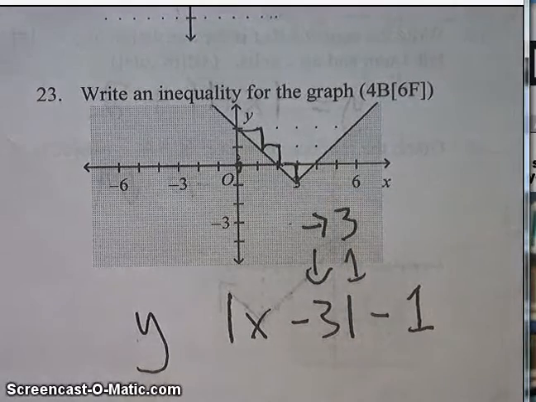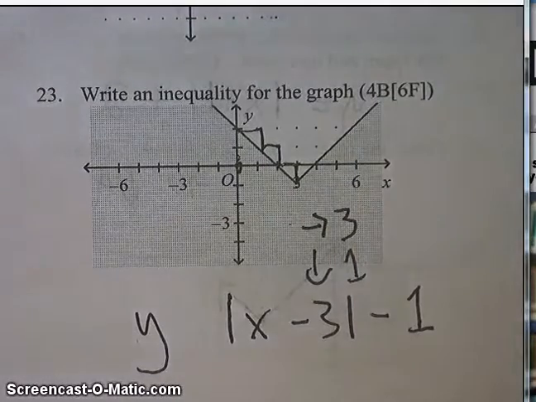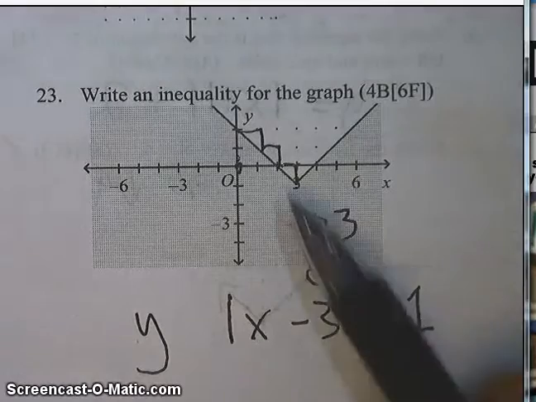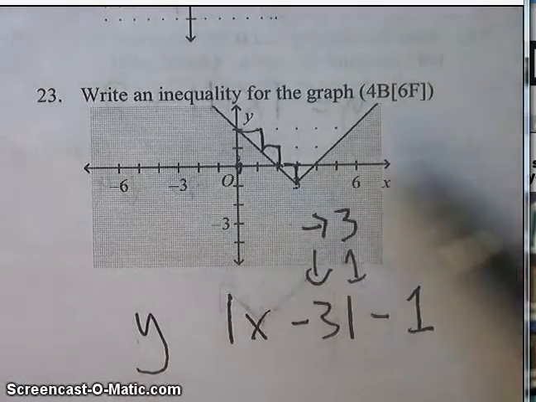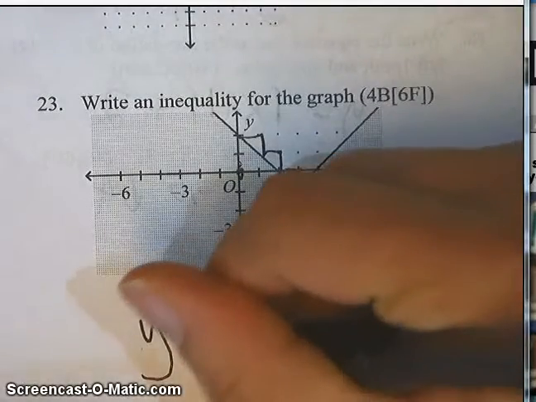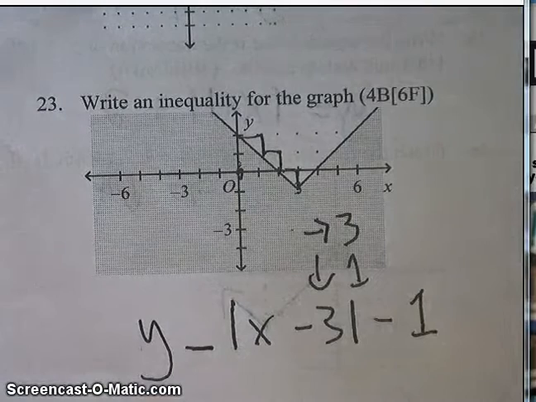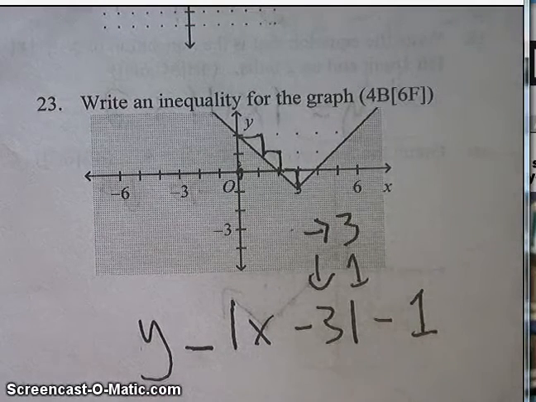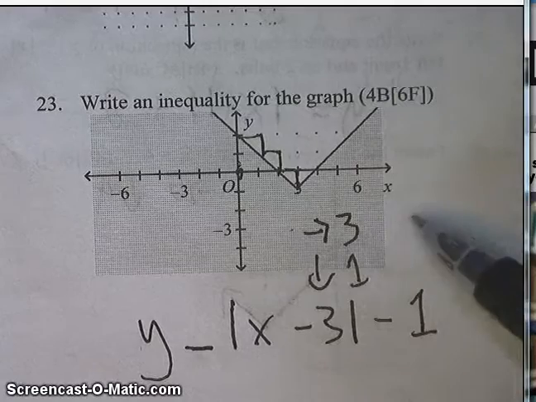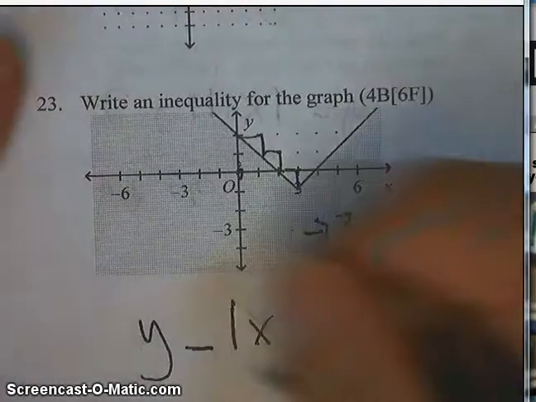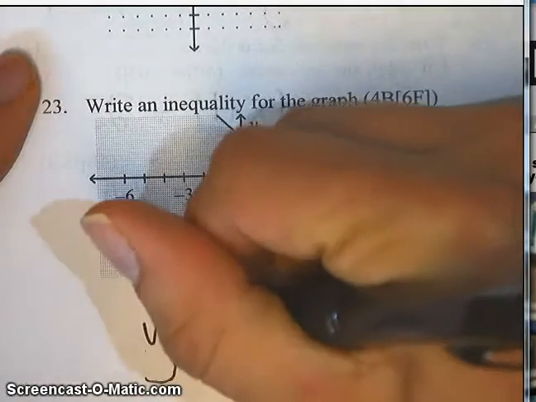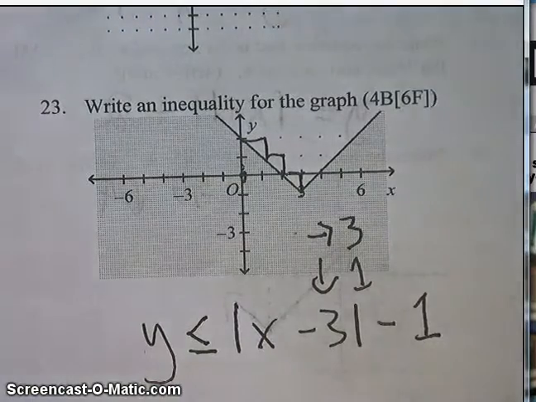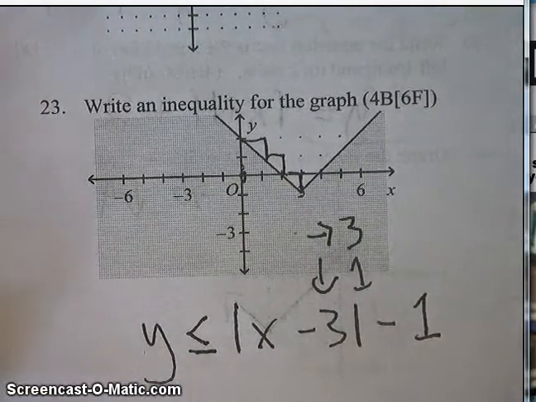Like that. So to make the decision about the inequality, I see it's a solid line. It's not a dashed line. So I know it's going to be less than or equal to or greater than or equal to. So I know I put the equal to there. Now the question is, is it less than or greater than? It looks like it's shaded below. Shaded below means less than. Y is less than or equal to absolute value of x minus 3 minus 1.